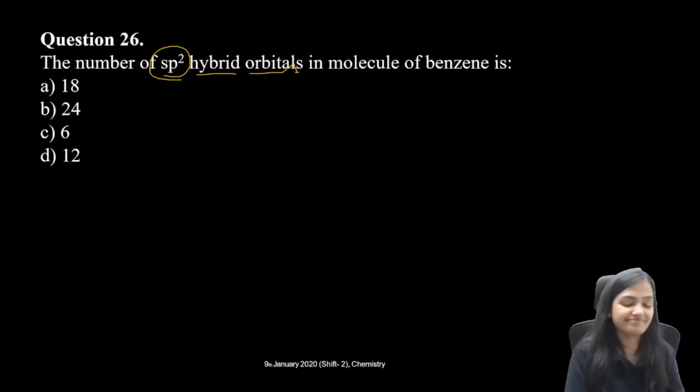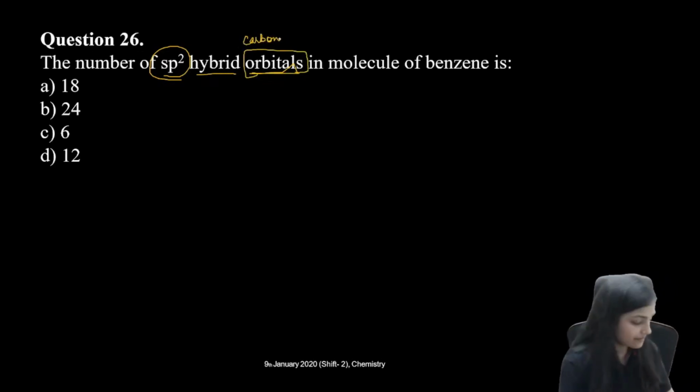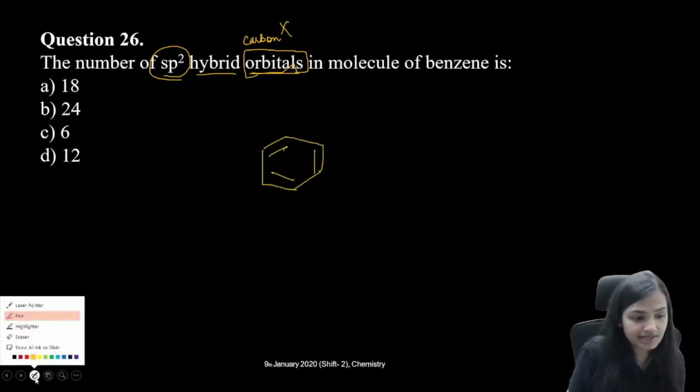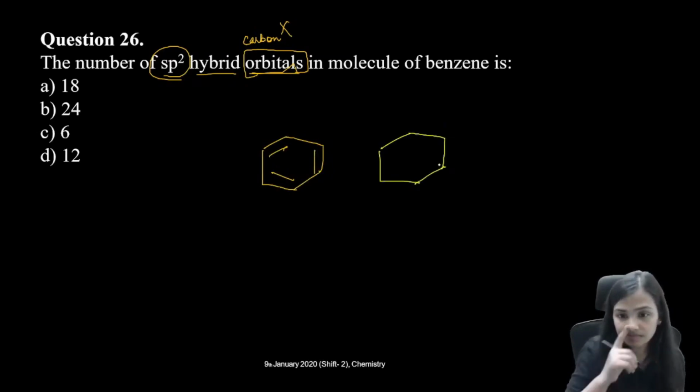See, I knew you people will do wrong. Is this sp2 hybrid carbon? Is this question asking about the carbon? Please read the question carefully. No, the question is asking sp2 hybrid orbitals. So if you draw the structure of benzene, you know what has happened? Here we have sp2 hybridized carbons. They all are sp2 hybridized now.